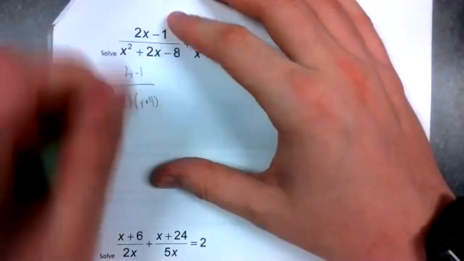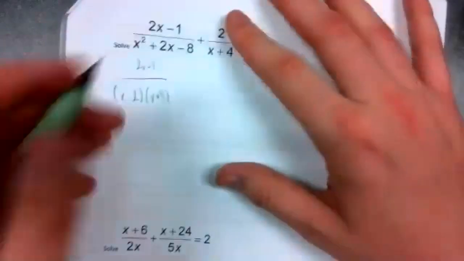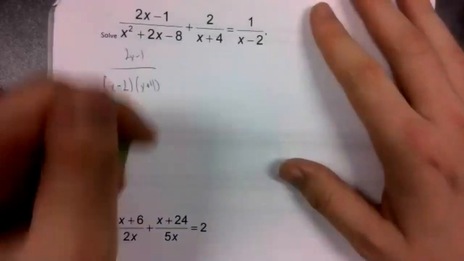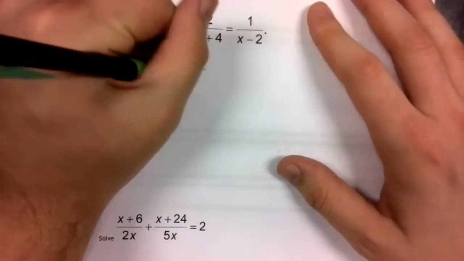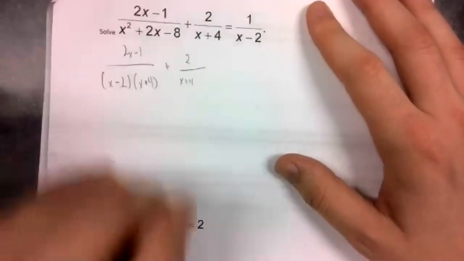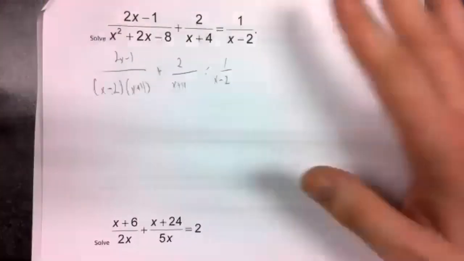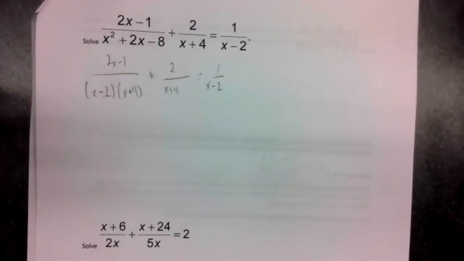Actually, x plus 4 and x minus 2. I should have written it the other way: x minus 2 and x plus 4. And then we're adding that to 2 over x plus 4, and that equals 1 over x minus 2. Okay, so we've done that.